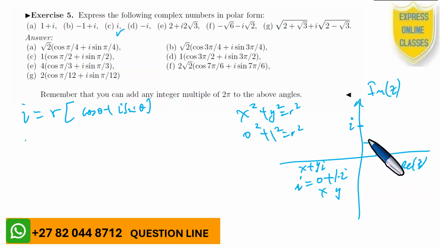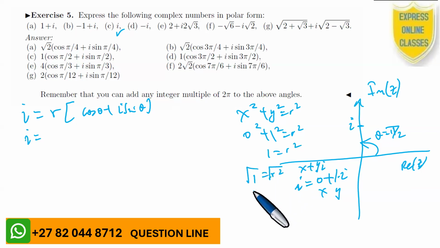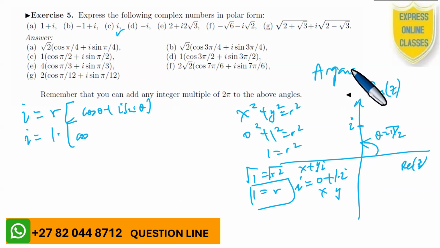So if it's just I, then y is 1. And then now we're going to find the angle here. The angles are always measured in a counterclockwise direction, so you go against the clock, and this angle is pi over 2 radians. Therefore, if 1 is r squared, we get the square root of 1, which means r is 1. You put 1 cosine. Now, this is called the Argand diagram.